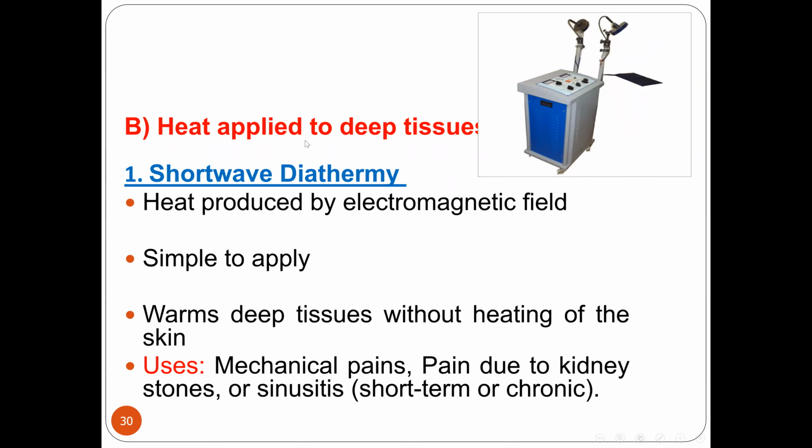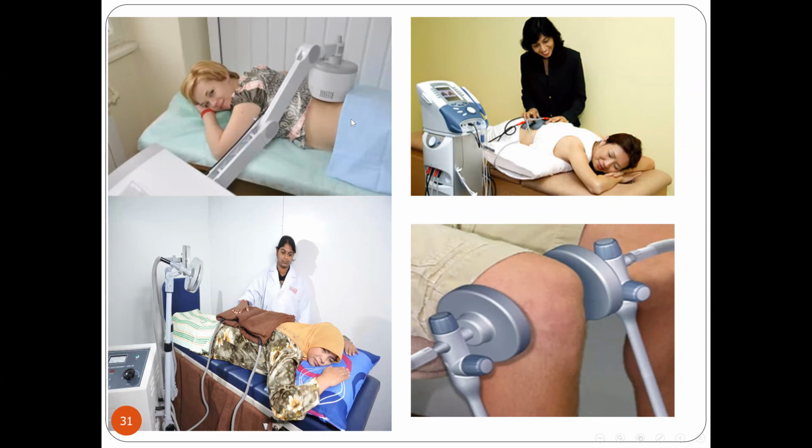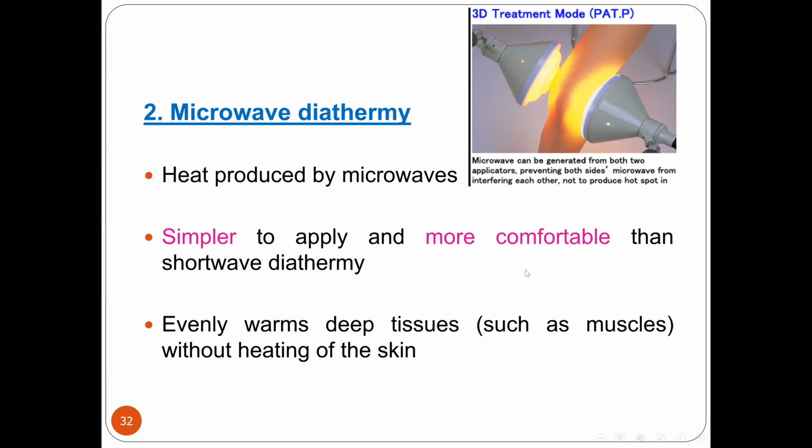B, heat therapy applied to the deep tissues, includes first shortwave diathermy, which is produced by electromagnetic waves. This is the instrument of shortwave diathermy, and it is simple to apply. The main indications are mechanical pains, pain due to kidney stone or sinusitis, short-term or chronic. These are examples of shortwave diathermy for low back pain. And this is also for low back pain, and this is for knee pain, especially knee osteoarthritis.